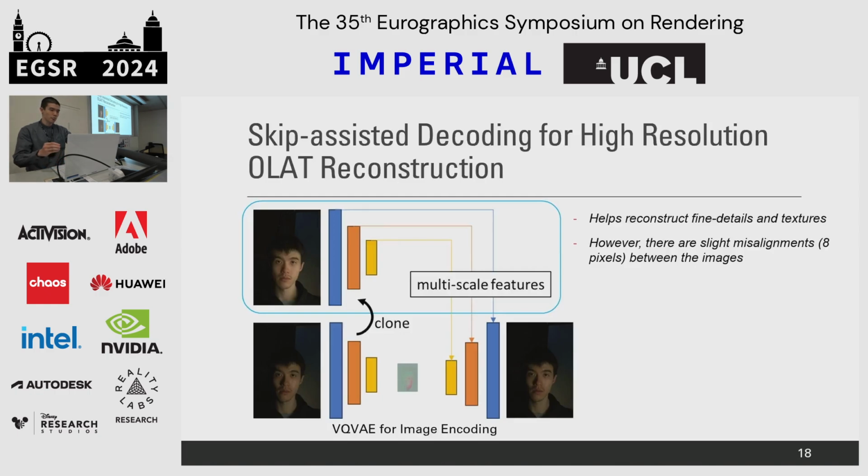To mitigate this, we propose to add a skip-assisted decoding into our VQ-VAE. What it does is, while we decode OLED images, we use the multi-scale features extracted from the paired full-on image to provide the high-frequency details in order to reconstruct the high-quality OLED image in the end. The only issue with this is that in the training process, we still have to deal with misalignments.